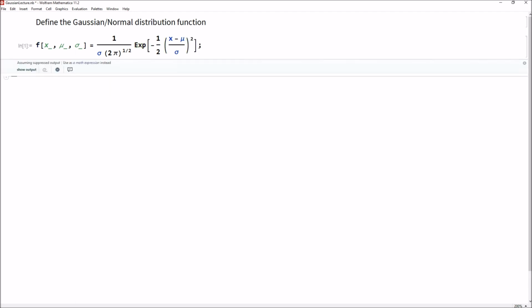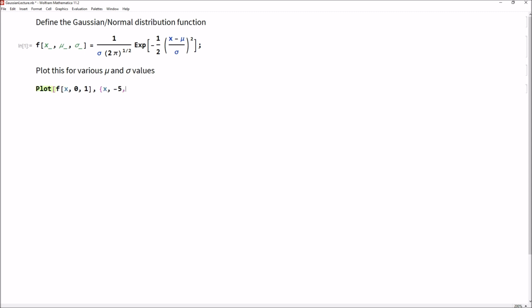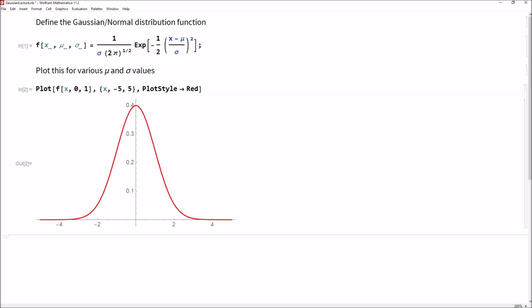So here's my Gaussian function that we talked about. Let's go ahead now and plot this for various mu and sigma values, just so we can understand what it looks like. Let's try a mu of 0 and a standard deviation of 1. Let's plot this between minus 5 and 5, make the plot style red, and shift enter.